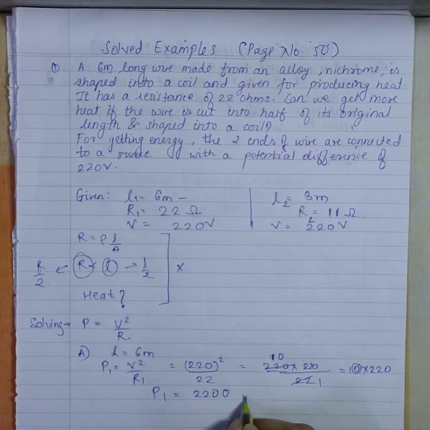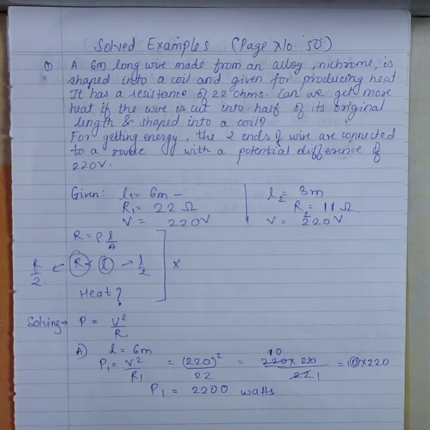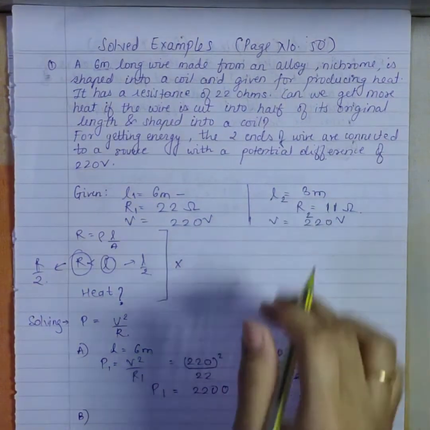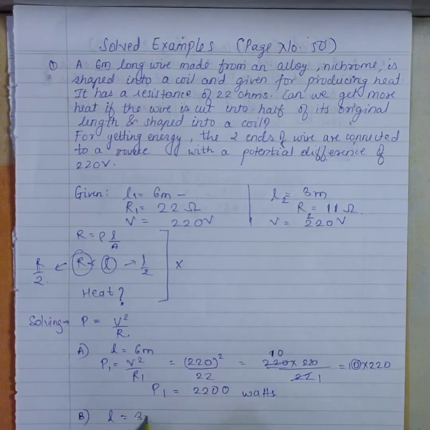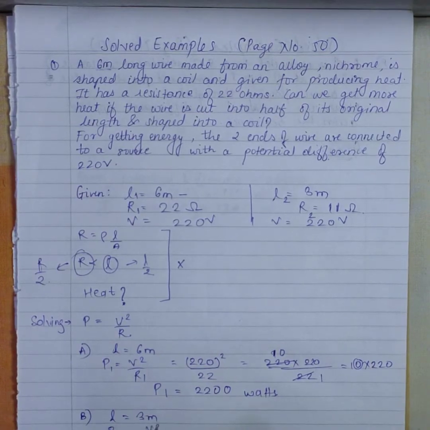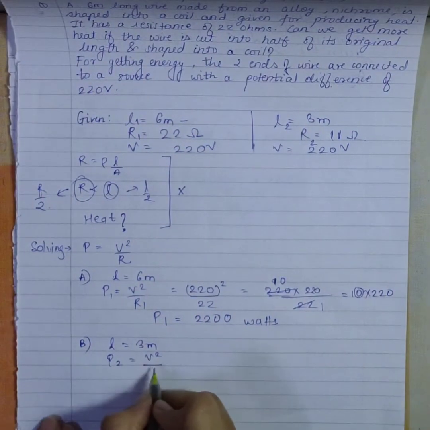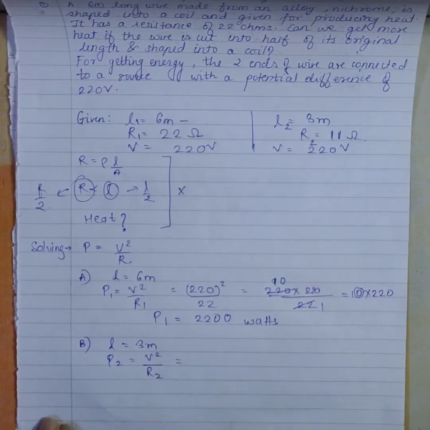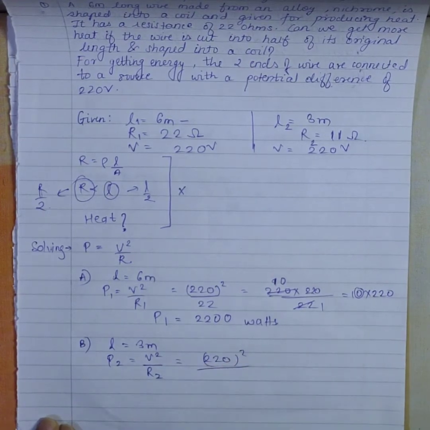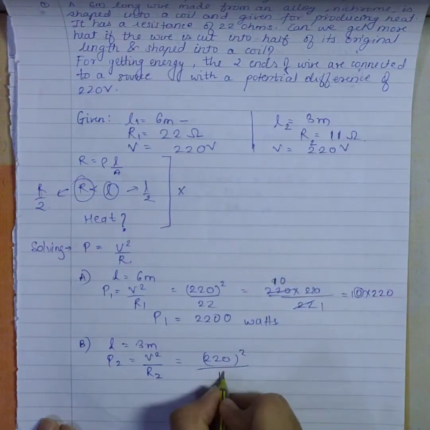Also don't forget to write your units. Power is always in watts. So for the second part, for B part, when my L is equal to 3 meters, what will happen? My P2 will be V square by R2. What is my V square? Again 220 square. R2 is 11 now and not 22, remember.